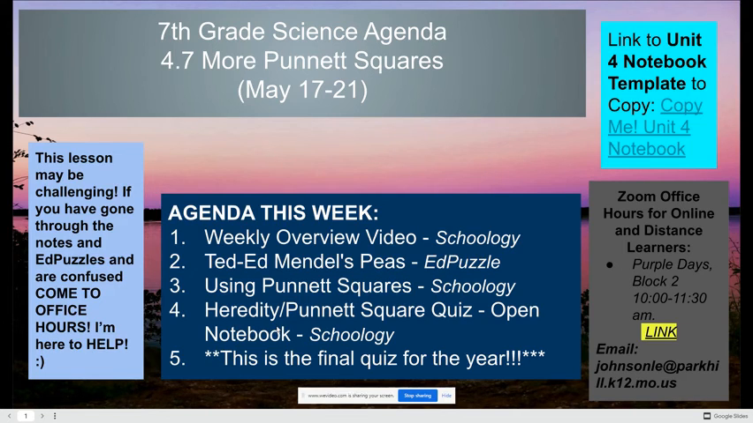Microsoft Teams, email, and we can always Zoom during my office hours. That's on purple days during core block 2 from 10:08 to 11:35. So please reach out if you need help. I'm here, and I hope you're doing well.